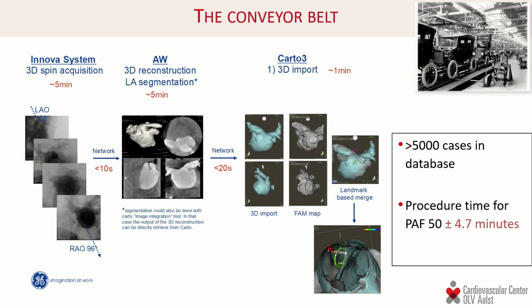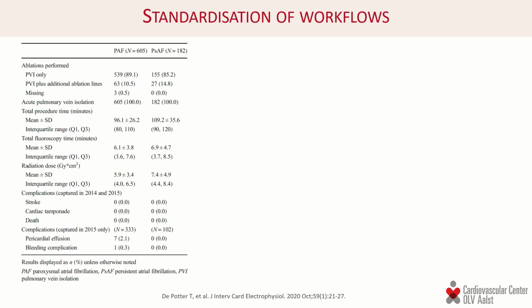But the most important, the most useful aspect for efficient workflows is the standard deviation of the procedural time, which is below 5 minutes, which means we can predict to a very high degree our procedural time and therefore maximize our lab capacity. This has evolved. This is an ongoing evolution.